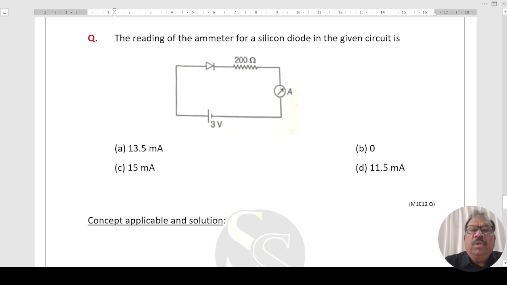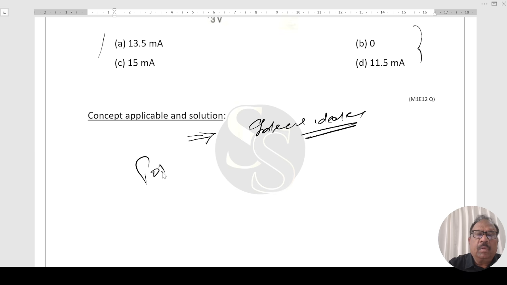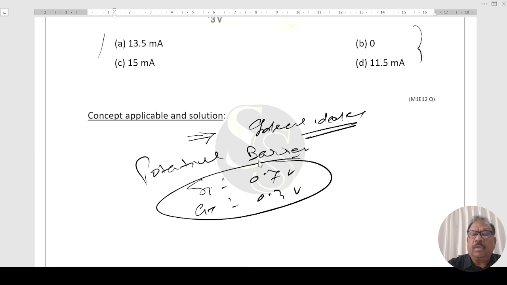Question is, reading of the ammeter for the silicon diode in the given circuit is this. 4 options are given to you. One of the options is correct. Now, concept applicable in solution. In the given question, ideal diodes are not mentioned. We have to consider potential barrier. For silicon, 0.7 volt, and for germanium, 0.3 volt. These are the potential barrier.